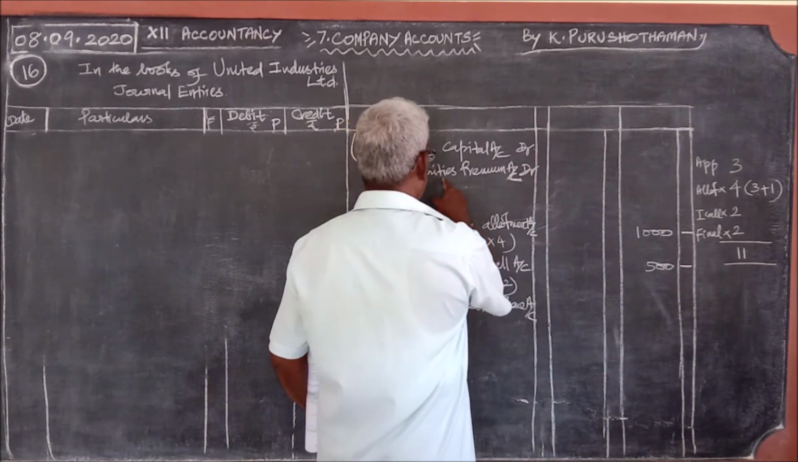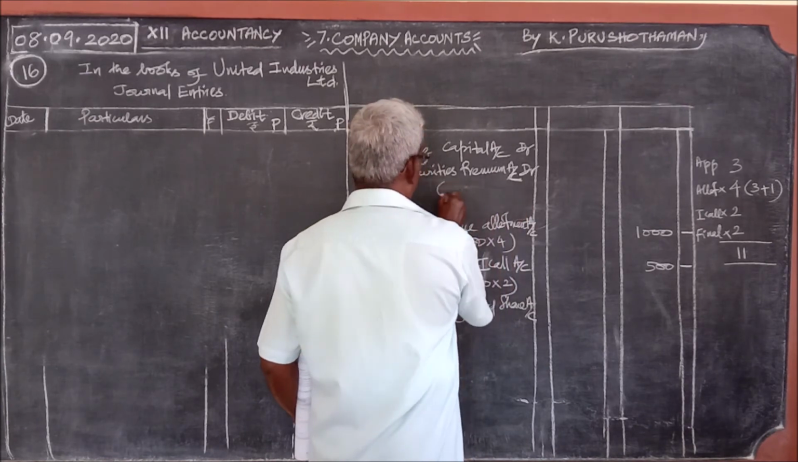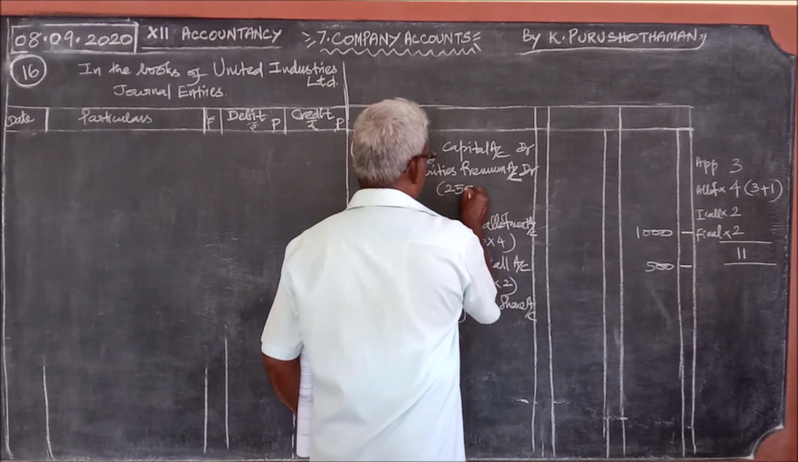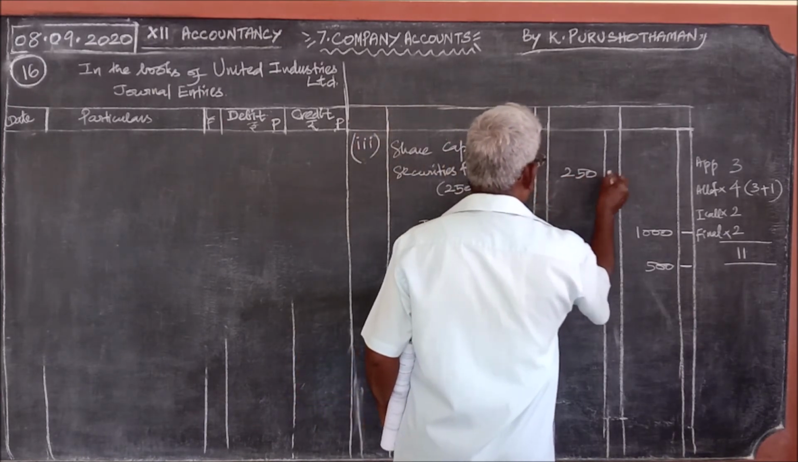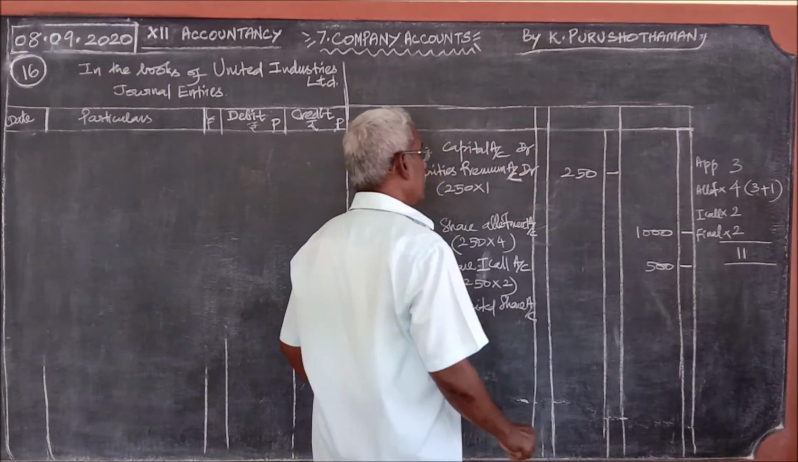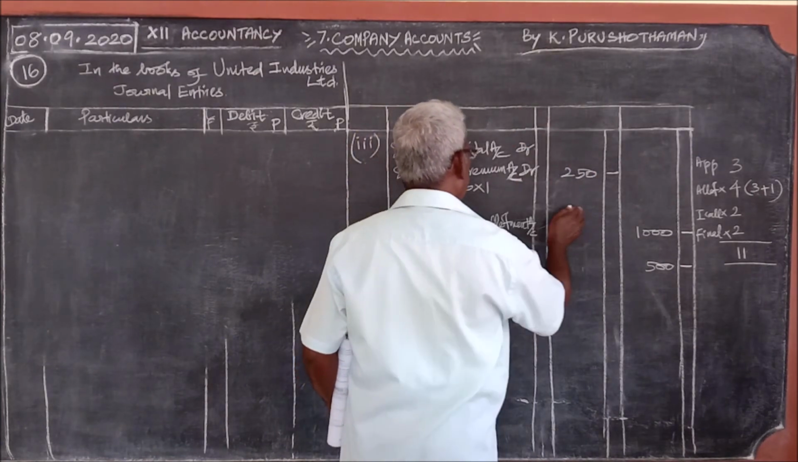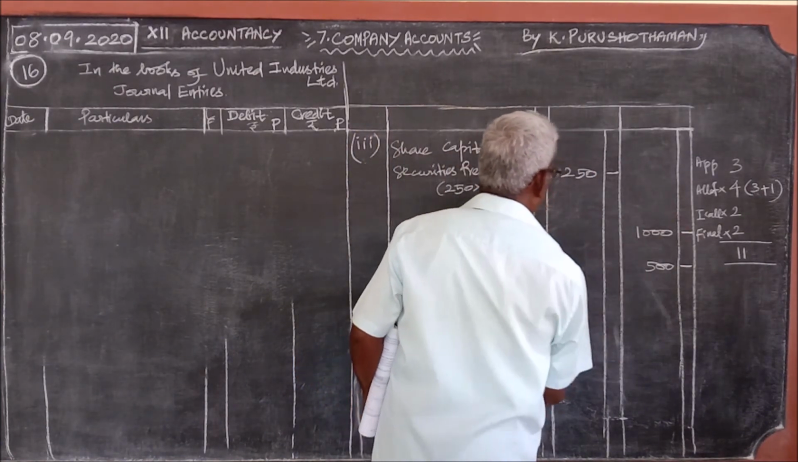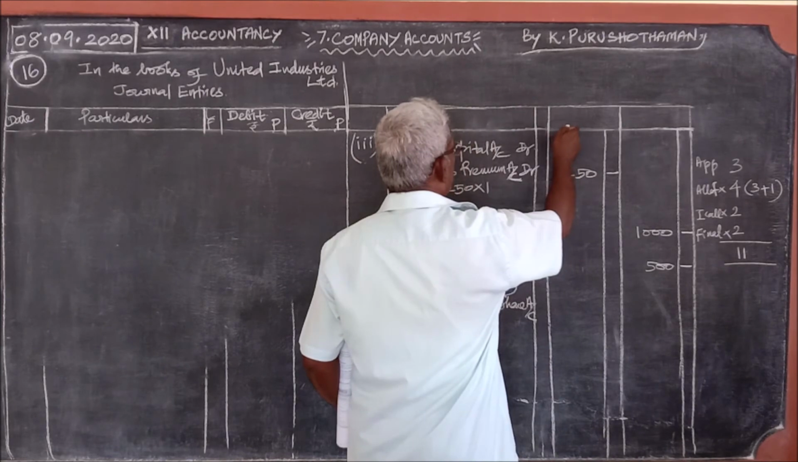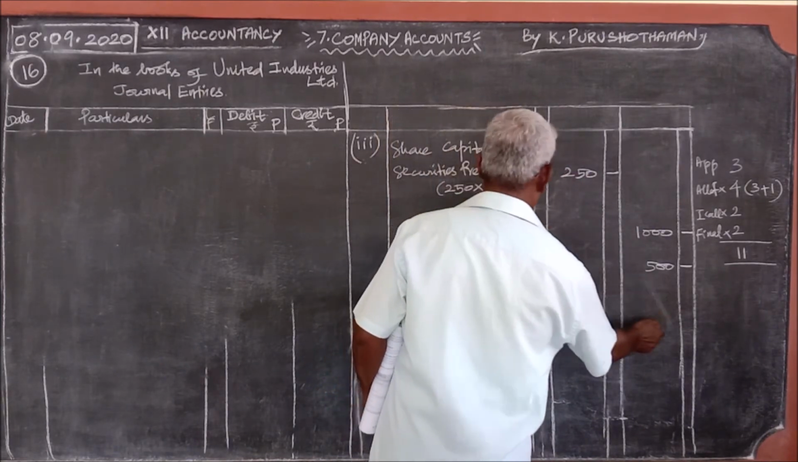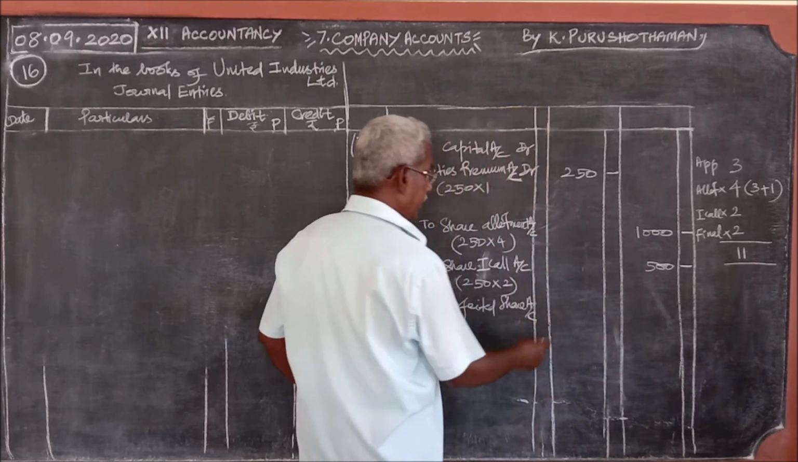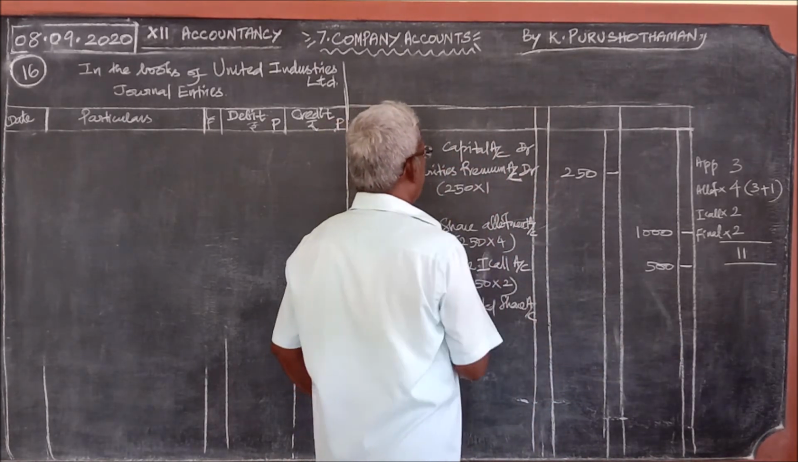The same thing, securities premium: 250 into 1, that is 250. Only if we know the total of the debit, we can write the balancing figure. Suppose debit is 2250 and credit 1500, then 750 is for forfeited share. So what should be the share capital?